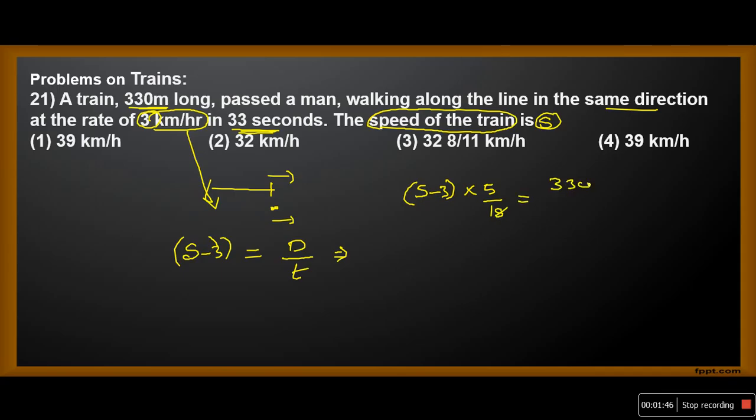what is the distance given? 330 by, what is the time? 33 seconds. 33 ones, 33 tenths, 5 ones, 5 twos implies s minus 3 equals 36. That implies s is equal to 39. So, the answer is 39 km per hour. So, the answer is option 4.